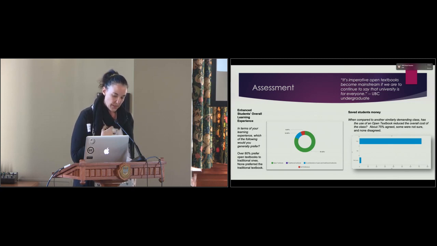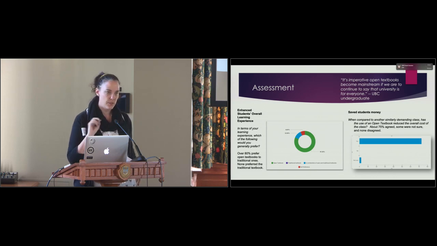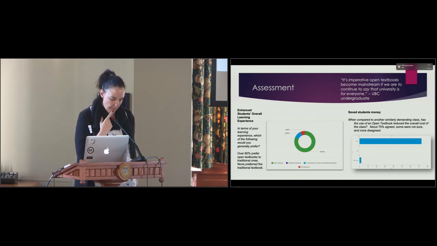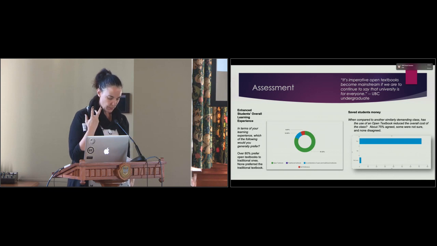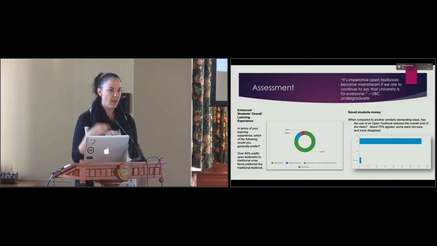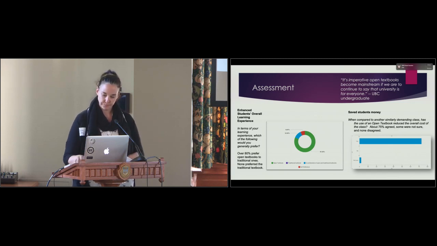Also, when compared to other similarly demanding classes, had the use of open textbooks reduced the overall cost of the class, and about 75% agreed, some weren't sure, and then none disagreed. So there's probably a disconnect between the open piece having an impact on student savings. But one of the more interesting quotes from a student was, since our prof wrote the book, it was designed specifically for the class. It made it really easy to refer back to the textbook when looking over lecture notes, concepts, and problems. So they saw a really integrated approach to their materials because it all was written, produced, and delivered by the same person.